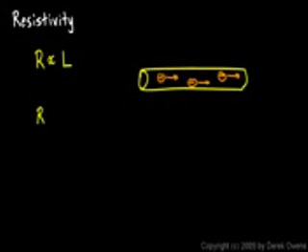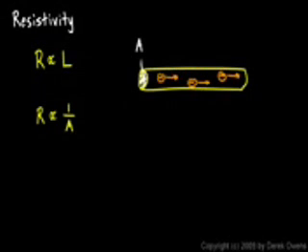Another idea is this. The resistance is inversely proportional to the cross-sectional area. So think about the cross-sectional area here, A. In other words, if the wire is really thin, then you're going to have a high resistance. If you have a big number here in the denominator for the area, which means the wire is really fat, that will give you a smaller resistance. So thick wires have less resistance, and that should make sense too.